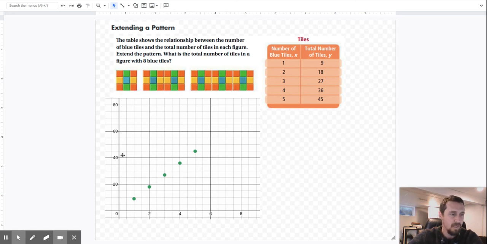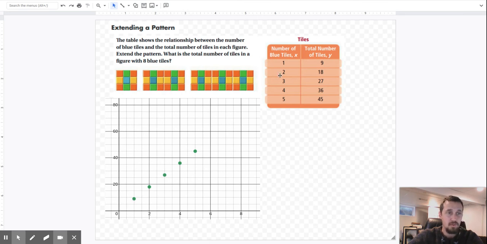All right, so now that I drew my graph, I made my axes, then I had to put these points on. And so I went to my table. I said, okay, when the number of blue tiles x is 1, then the number of tiles y is 9. So when x is 1, y is 9. So I went to 1, and then I went up to, well, I don't have a 9, but I went just below where 10 would be.